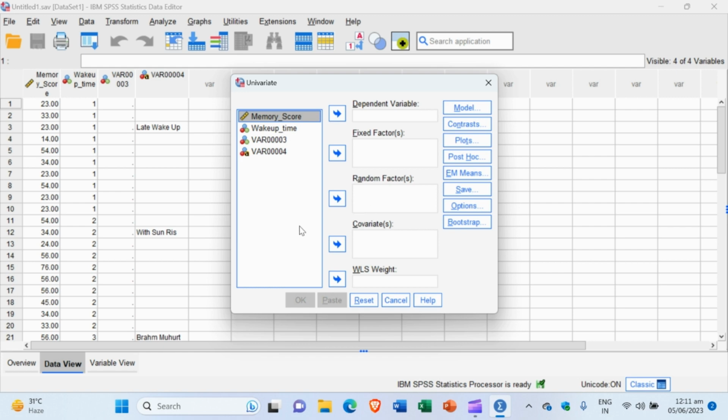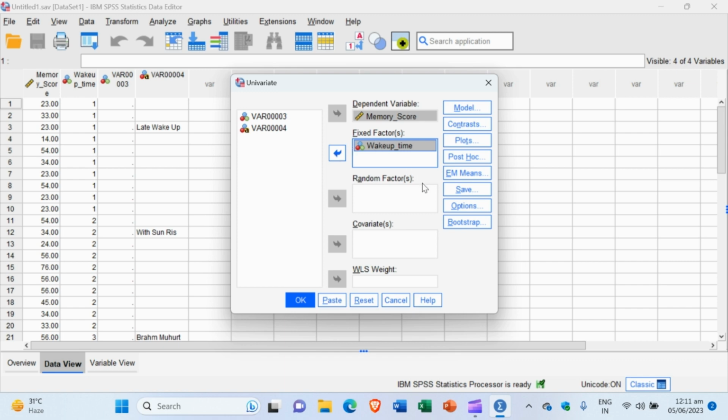when this dialog box is open, first we reset this box, and after this we click memory score. Since we know that the memory score is the dependent variable, we enter it in the dependent variable box using this arrow. And then the factor is wake up time. As we know that there are three categories in wake up time, so we select wake up time and enter it in the fixed factor box.